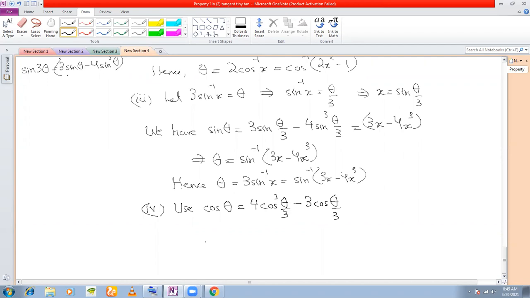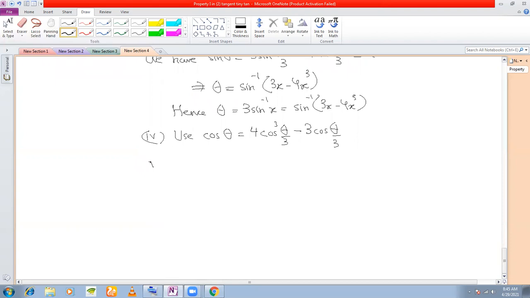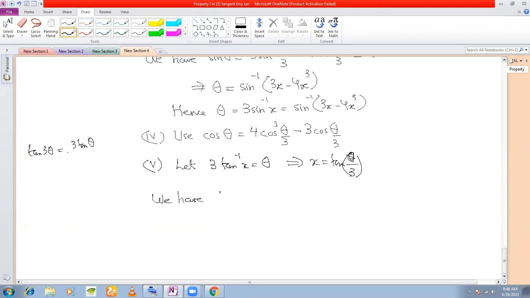Okay, and only the last result is left, which I will finish. Should I finish today? I think it should not take long. You can start with the next set of formulas in the next class. So I say let 3 tan inverse x is equal to theta. That means I get x is equal to tan theta by 3. Now, what is the triple angle formula for tan? If you remember, tan 3 theta is equal to 3 tan theta by 1 minus 3 tan square theta, isn't it? Yes. So we'll use this.